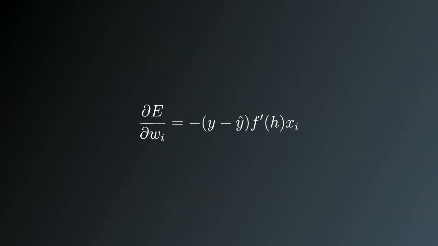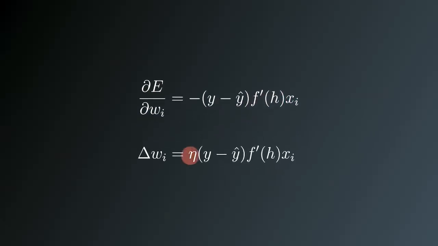Finally, putting all this together, the gradient of the squared error with respect to wi is the negative of the error times the derivative of the activation function at h times the input value xi. Then the weight step is the learning rate, eta, times the error times the activation derivative times the input value.